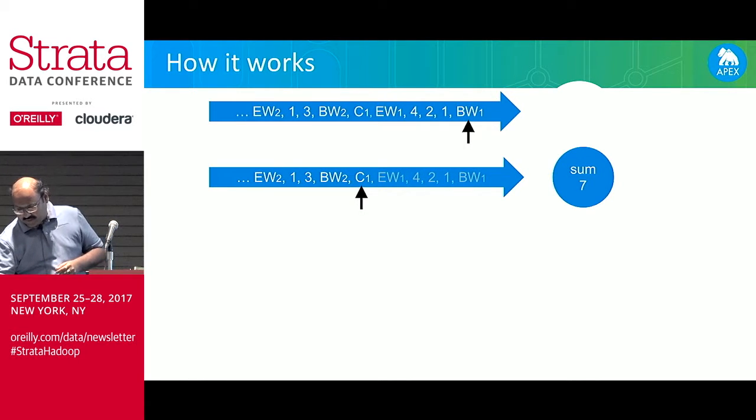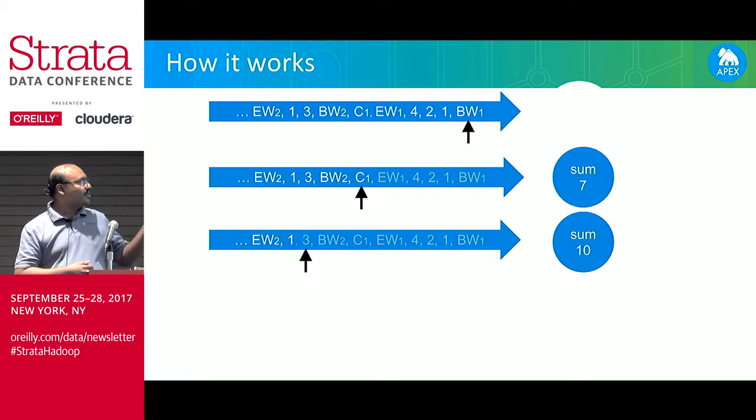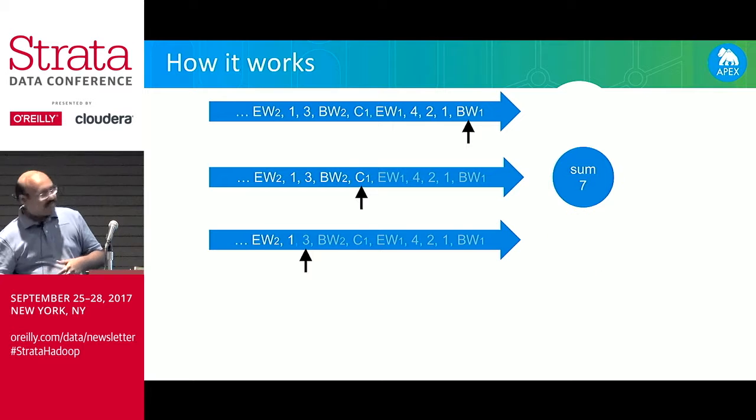Now, let's say you're processing window 2, and you got the first number 3, so the sum became 10. And that's when something went down and your operator went down.